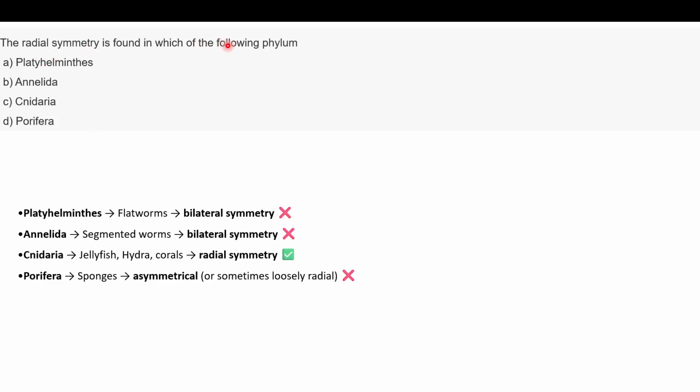Now, radial symmetry is found in which of the following phylum? The correct option is, we're talking about radial symmetry. So it is Cnidaria. Jellyfish, hydra, corals, all these have radial symmetry, whereas porifera, the sponges, are asymmetrical. Platyhelminthes, the flatworms, show bilateral symmetry. Annelids, segmented worms, again show bilateral symmetry. So the correct answer will be option C, Cnidaria.